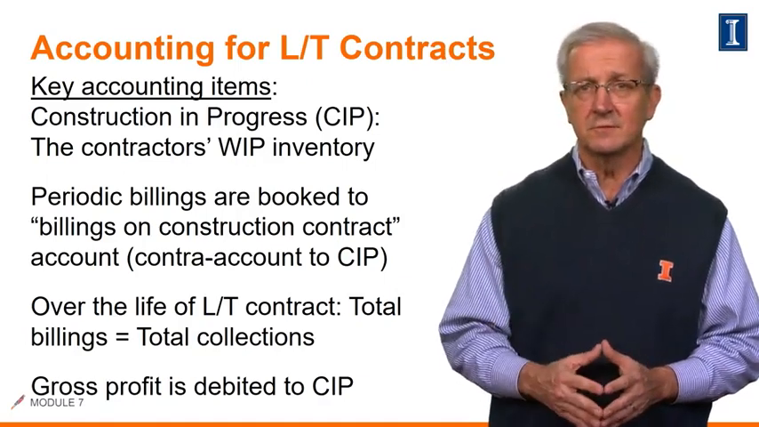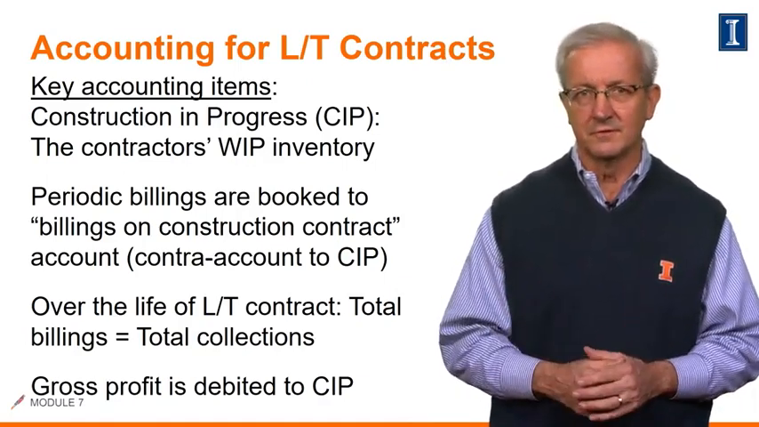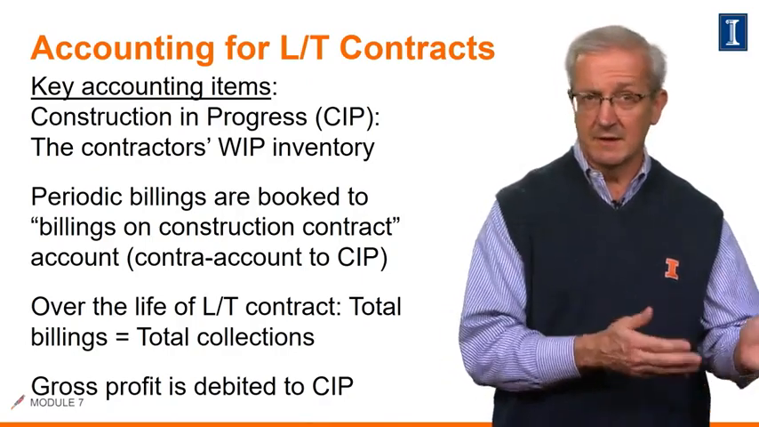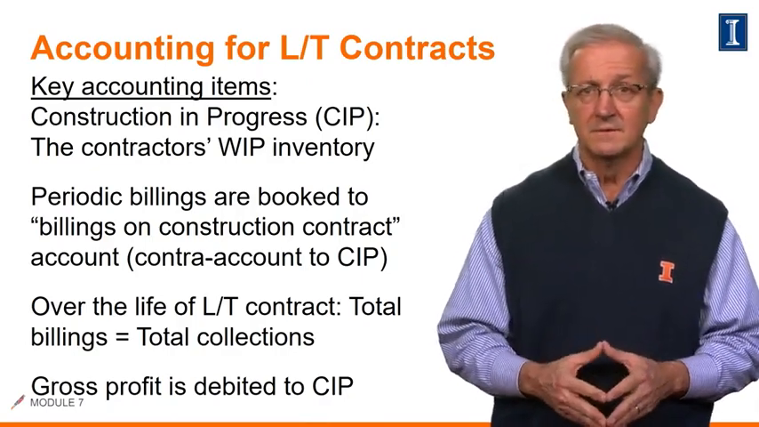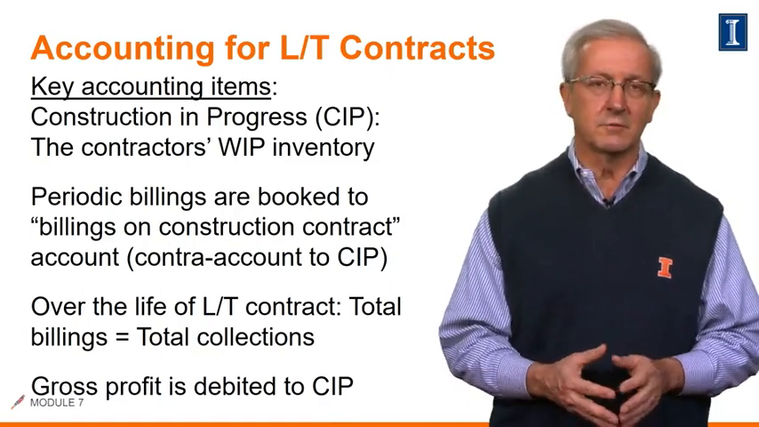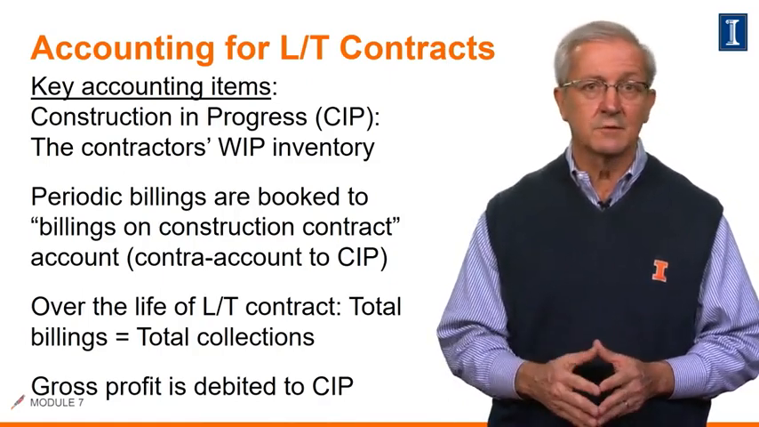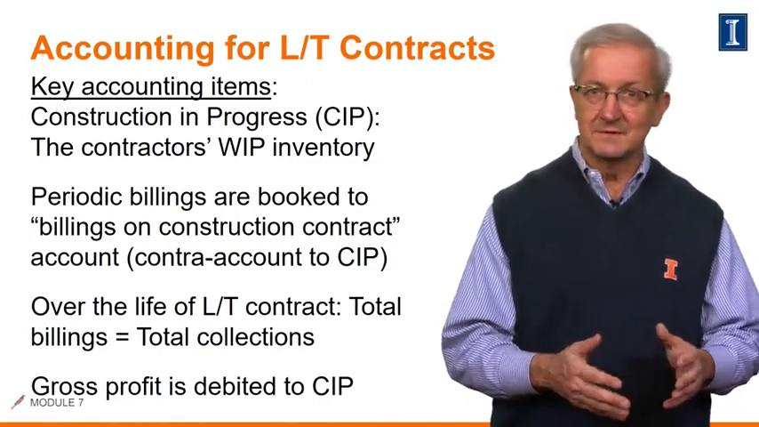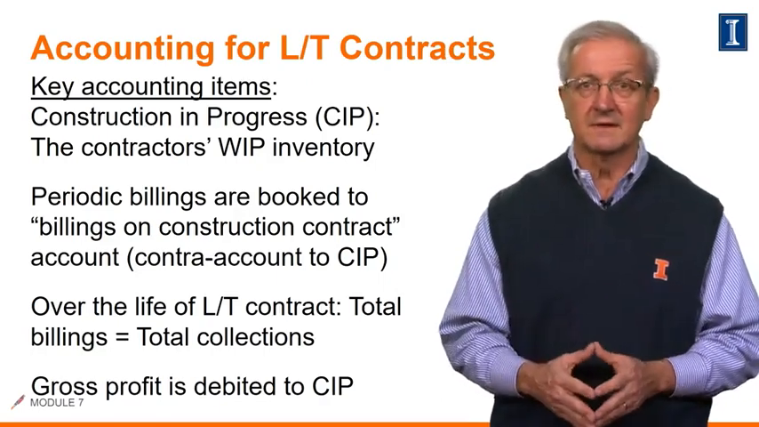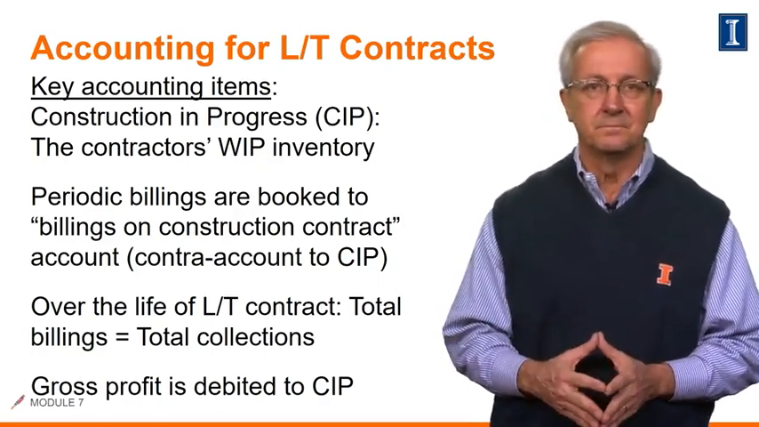Now, there's some interesting notes on long-term contract, which are as follows. Over the life of that contract, it may range from 2 to 5 years or more. The total billings are equal to the total collections. Secondarily, the gross profit is debited to the CIP, Construction in Progress account, to make it balance out.